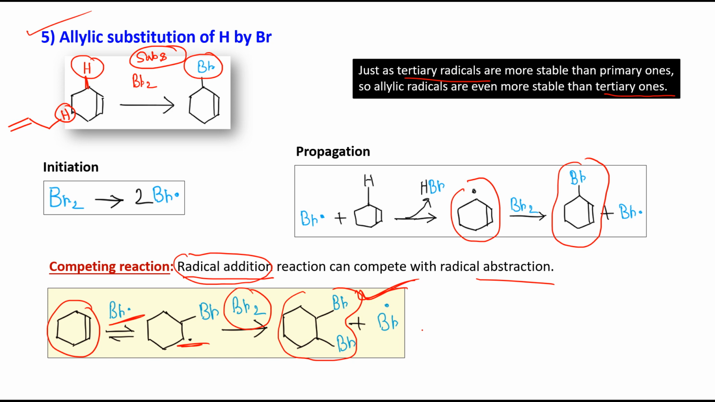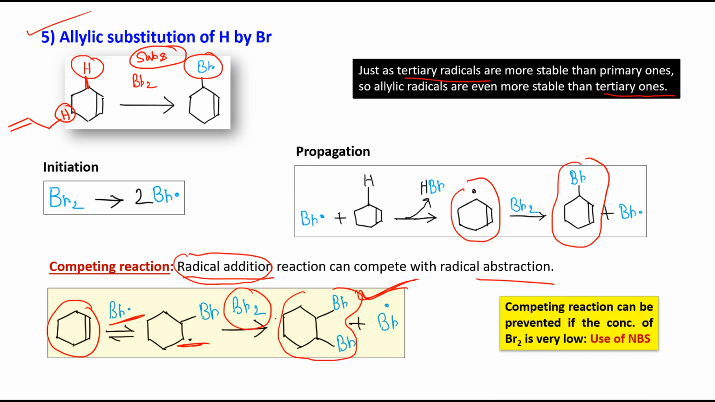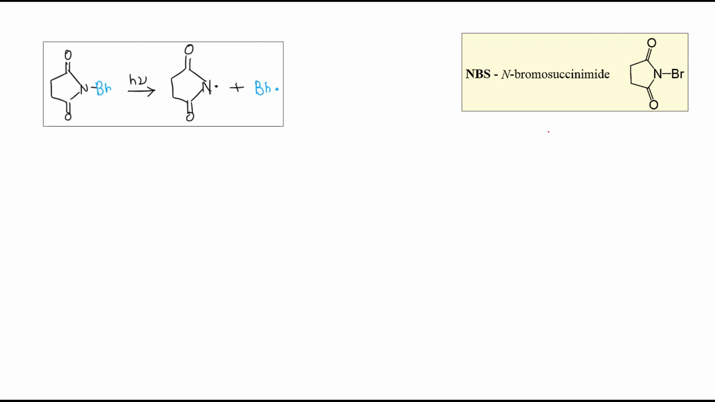So what to do? What is the solution? The solution is we have to keep the concentration of bromine that we are using as one of the reagents as low as possible, but that is difficult. So there is an alternative way. We can use a reagent which is NBS, because if we do this reaction with NBS, the concentration of bromine will be very low. But how will that happen? First of all, we have to know the structure of NBS. So this is the structure of NBS. Now look at the mechanism.